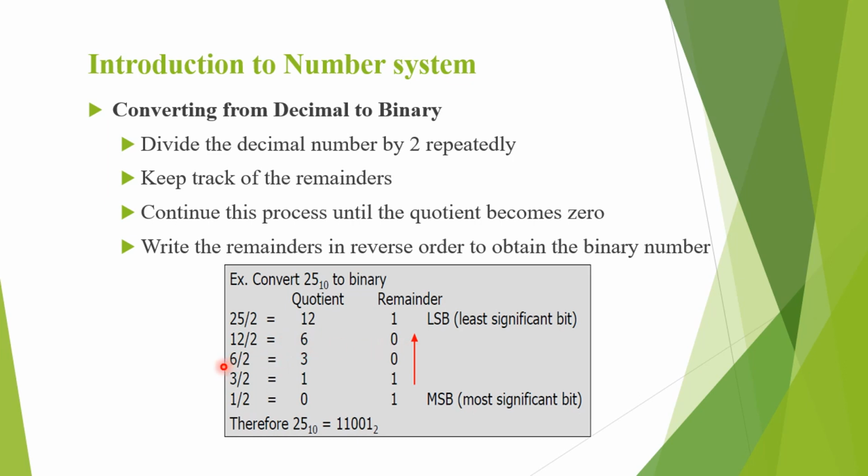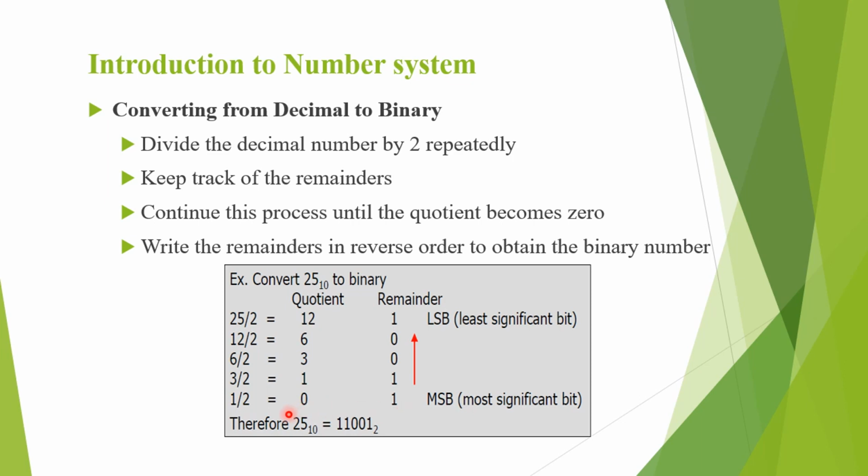In the next trial, we divide the previous quotient, that is 6, by 2. Now we get the quotient 3 and the remainder is 0. Now in the fourth trial, we divide the previous quotient, that is 3, by 2, and now we get the quotient 1 and the remainder is 1. Next trial, we divide the quotient 1 by 2. It is not possible, so the quotient is 0 and the remainder is 1.